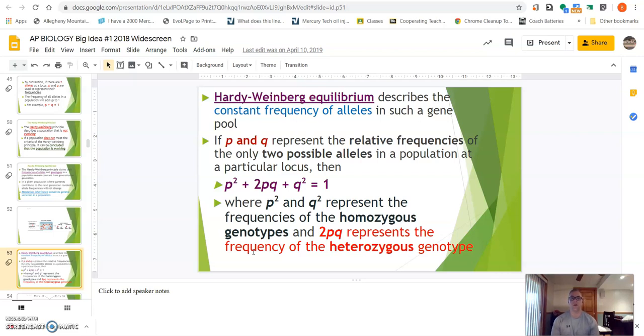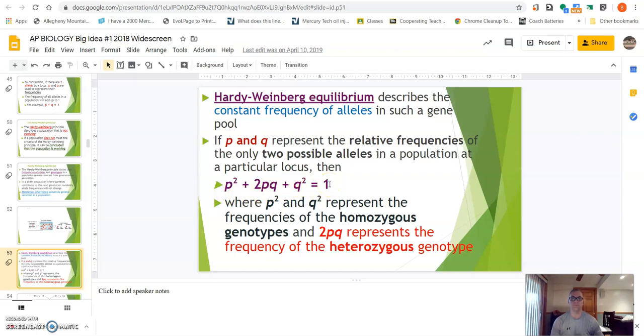And the Hardy-Weinberg equilibrium describes the constant frequency of alleles in such a gene pool. So the P and the Q represent the frequencies of the only two alleles in the population at a locus. So here's the equation: p² + 2pq + q² = 1.